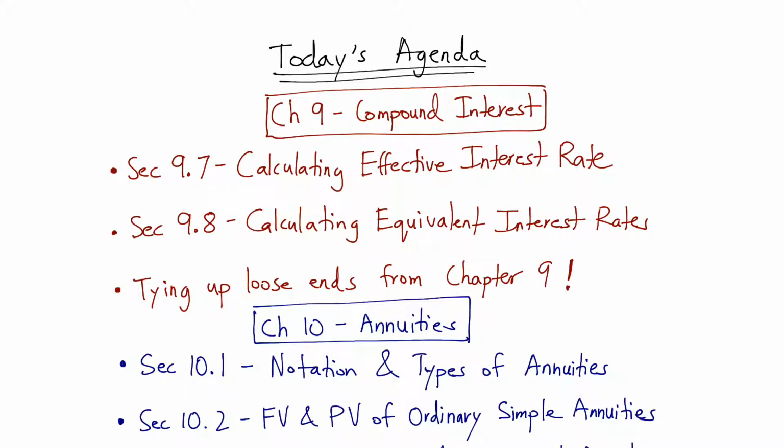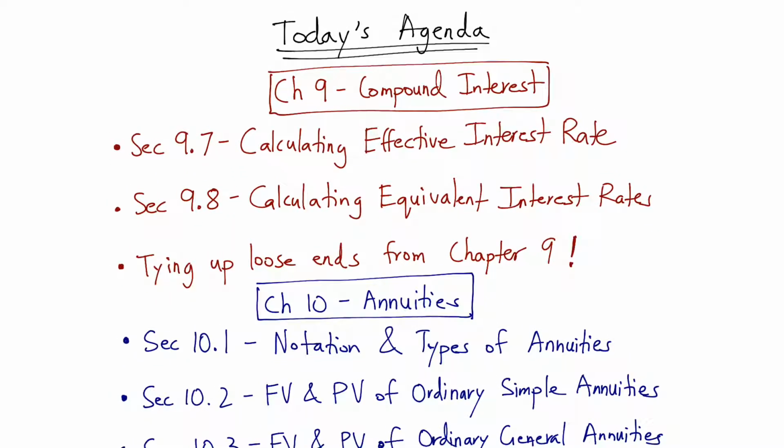So today's agenda, we have two more sections within Chapter 9 to cover. One of them is on calculating something called effective interest rate. The other is on equivalent interest rates. And there's another bullet point in red for Chapter 9, which is to tie up loose ends.